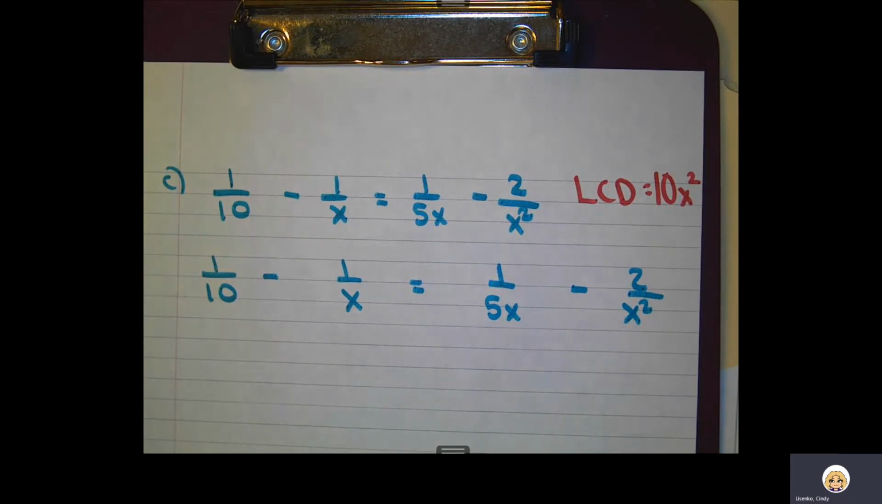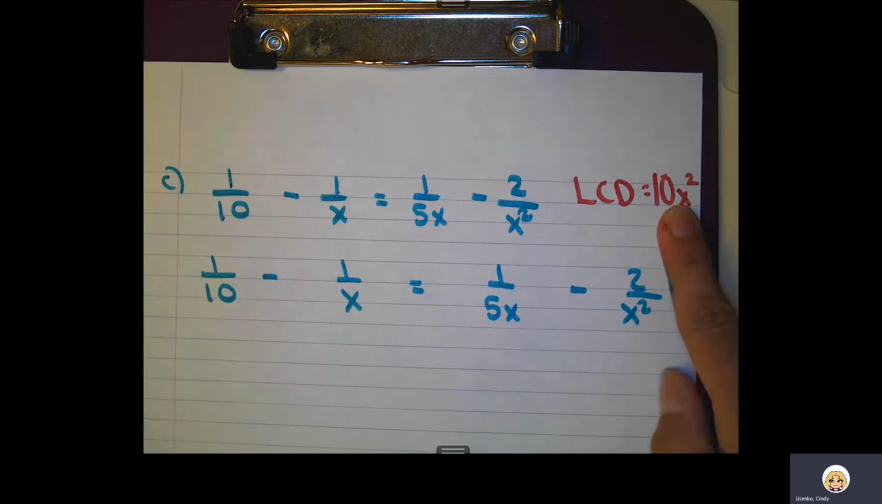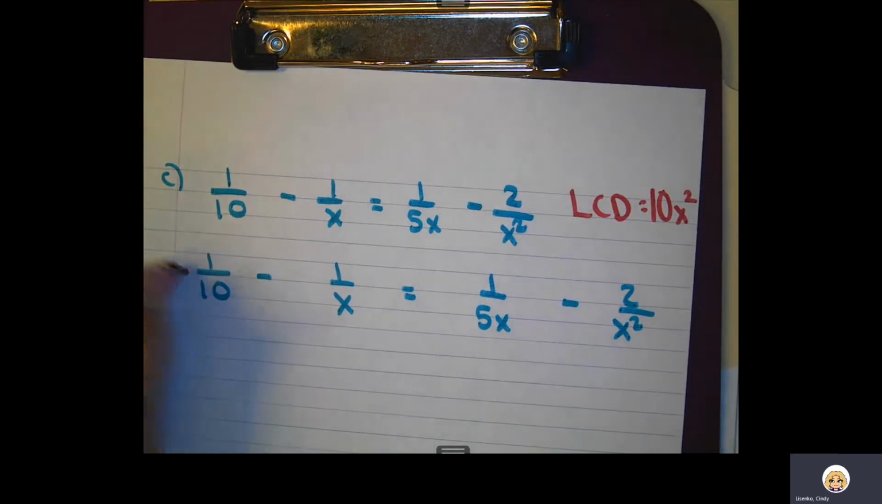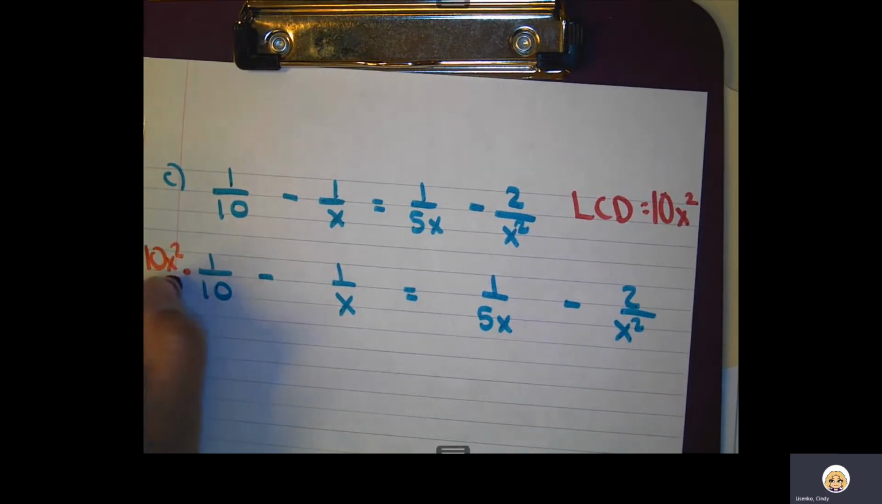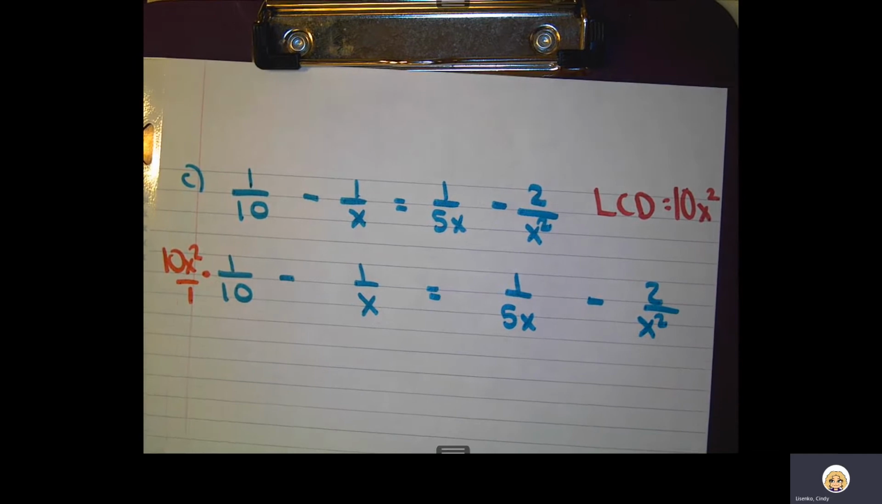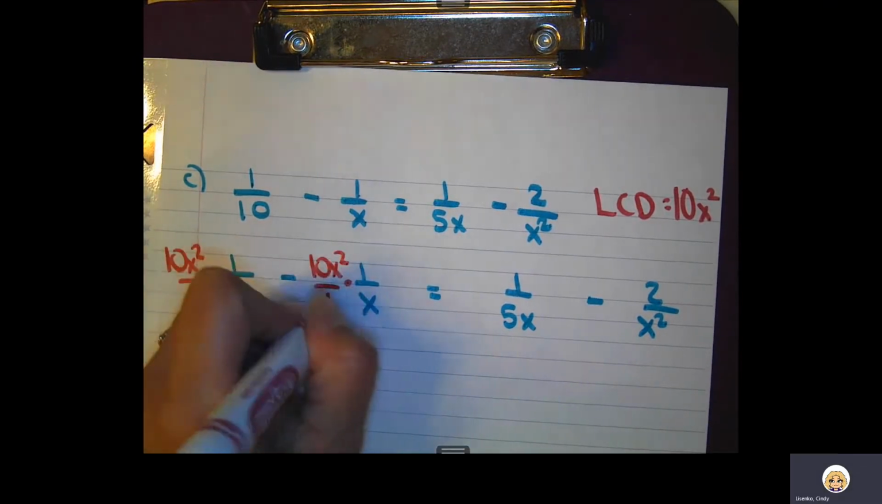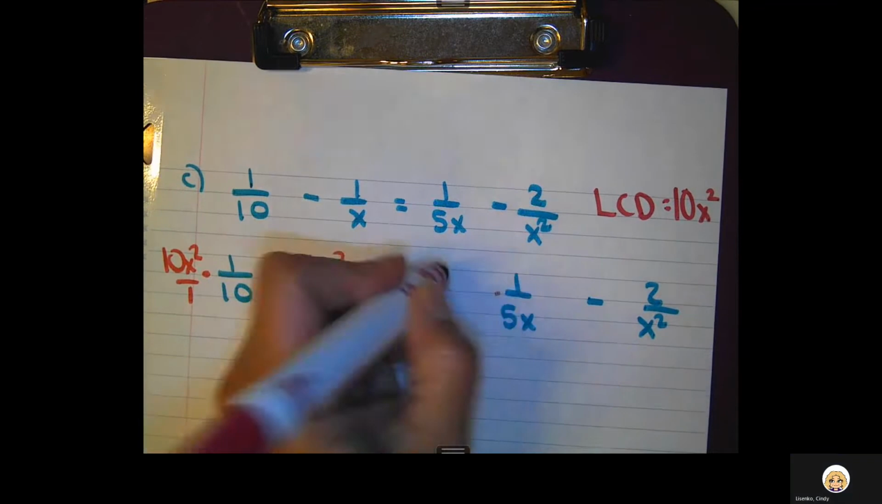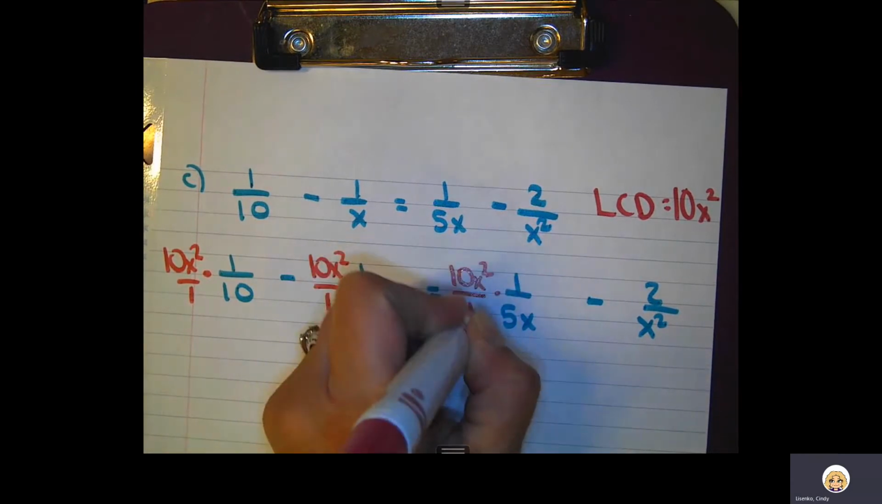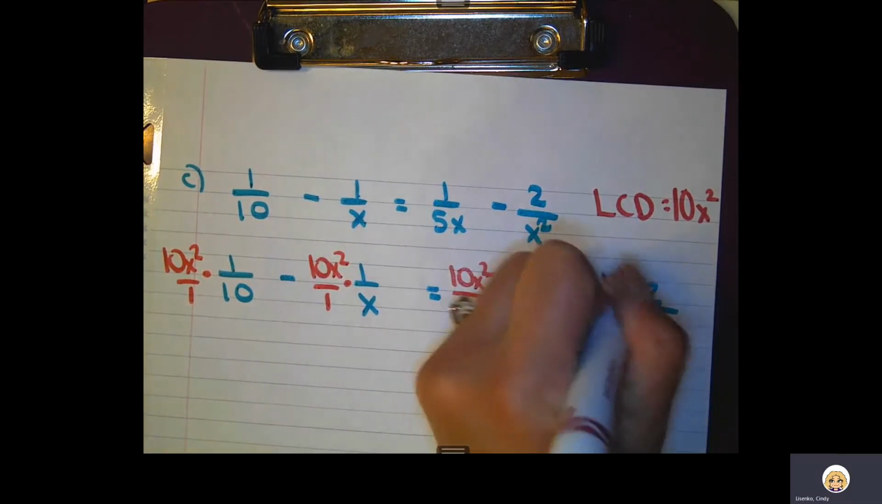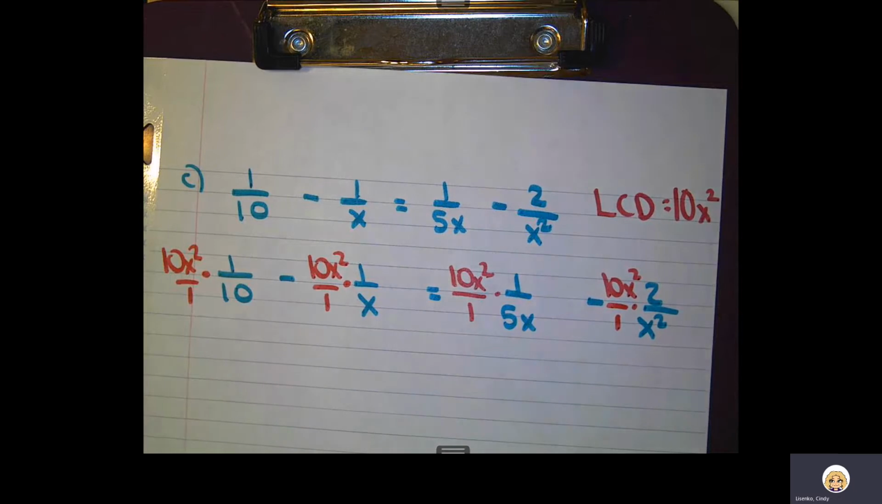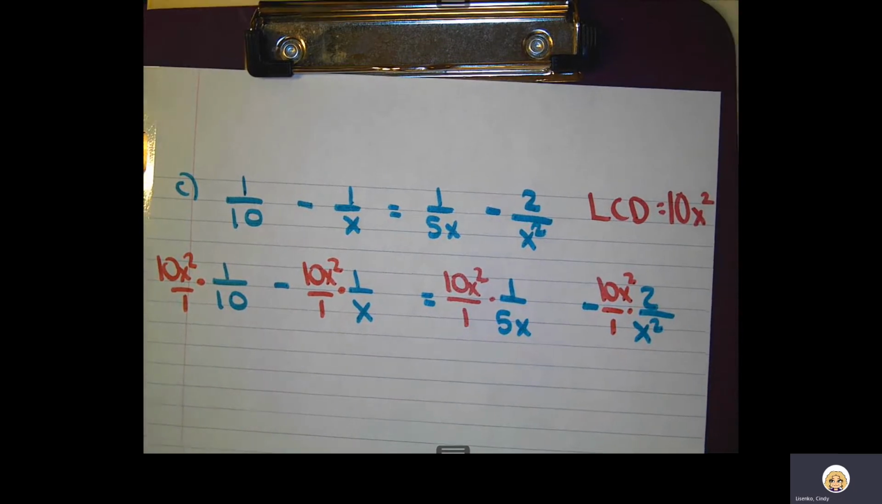Now what we're going to do is multiply by the LCD, 10x squared. So I'm going to give every single one of these fractions a 10x squared over 1 right next to it, and make sure you put your multiplication sign. So every single term, I'm going to put times 10x squared over 1. Times 10x squared over 1. Times 10x squared over 1. So every single term must get that LCD, and your LCD is what you need to cancel out the bottom. So now we're going to see what happens.